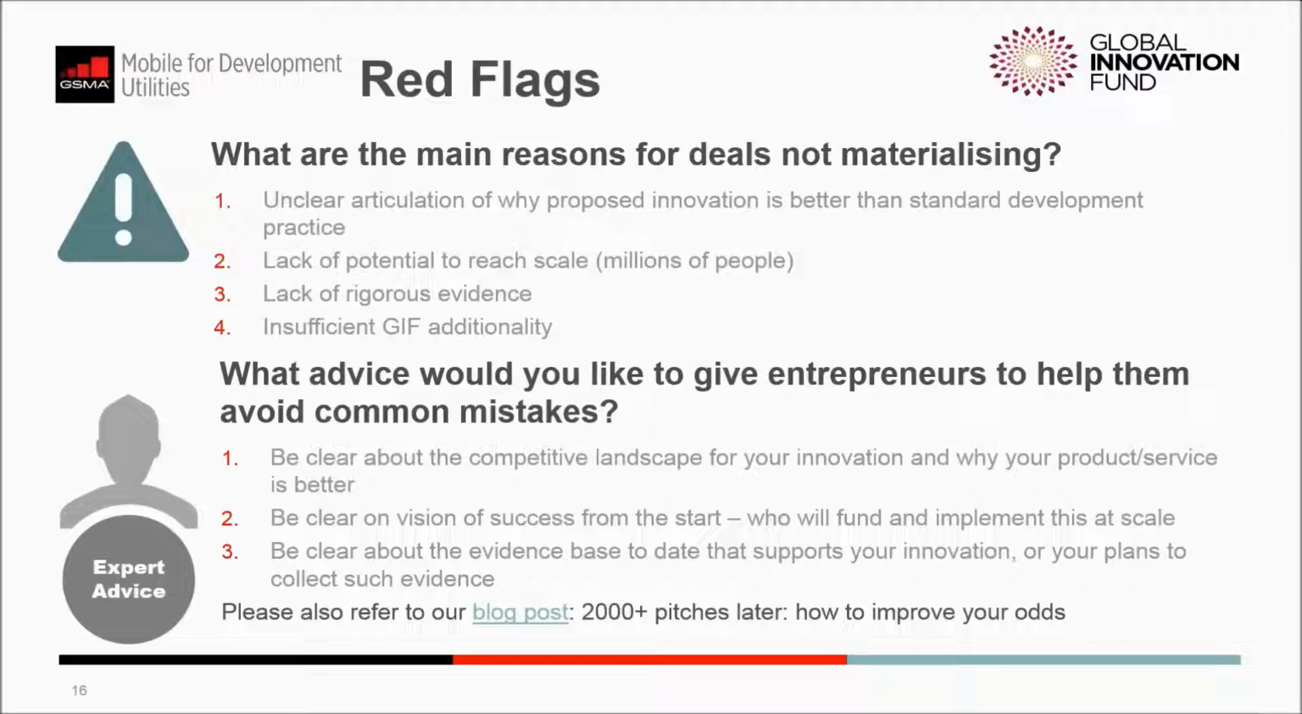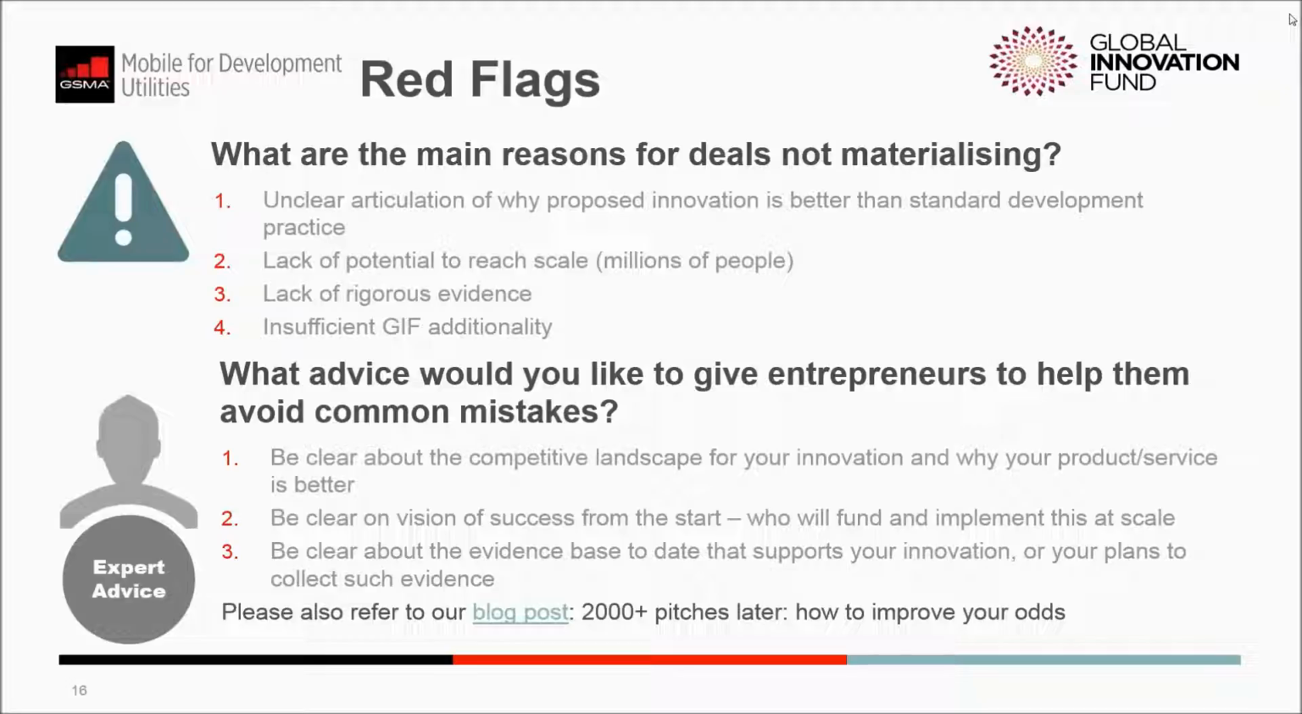And finally, when it comes to the main reasons why deals might not materialize and how to mitigate those, in many ways the things that I list are very much tied to our investment criteria. Based off my experience of reviewing proposals, I would say that the 3 things that applicants often fail to do are, 1, being very clear about the competitive landscape for an innovation. For example, when it comes to something like mobile health, there are often dozens, if not hundreds, of different pilots being trialed, and it's not always clear that an applicant is clearly able to articulate how different or compelling they are relative to all of the innovations that have been piloted before them.